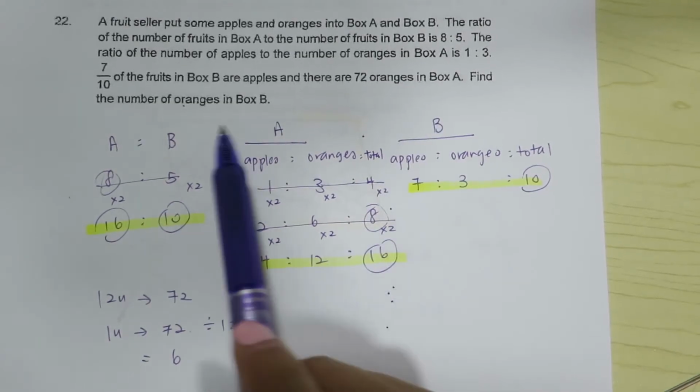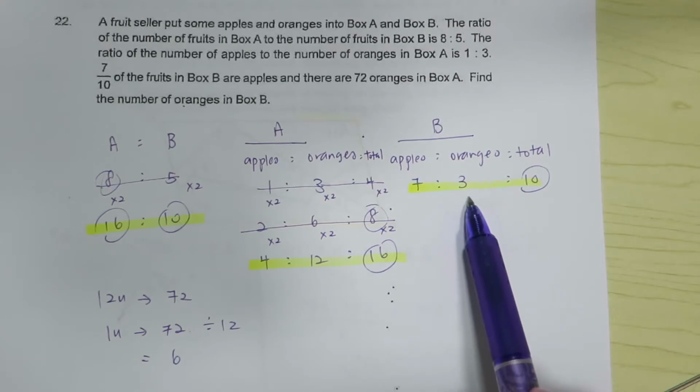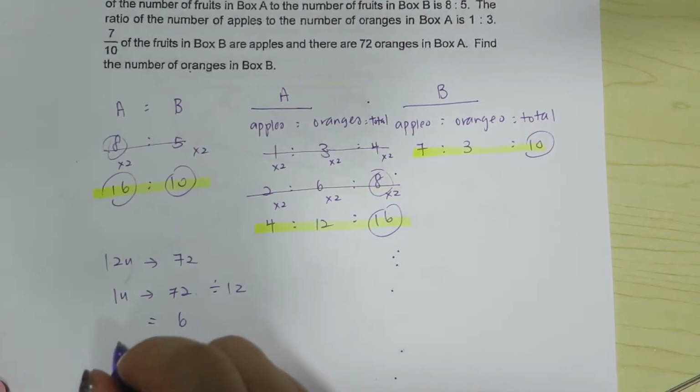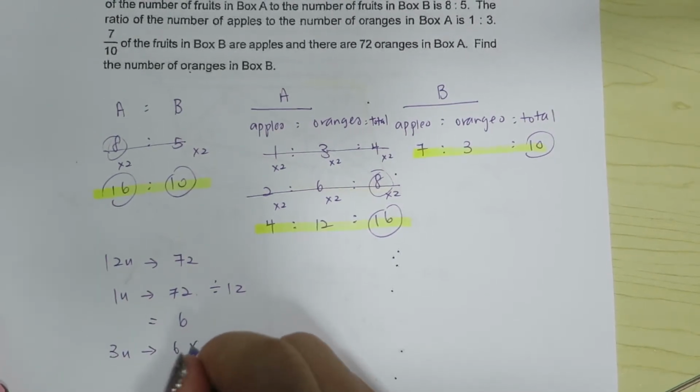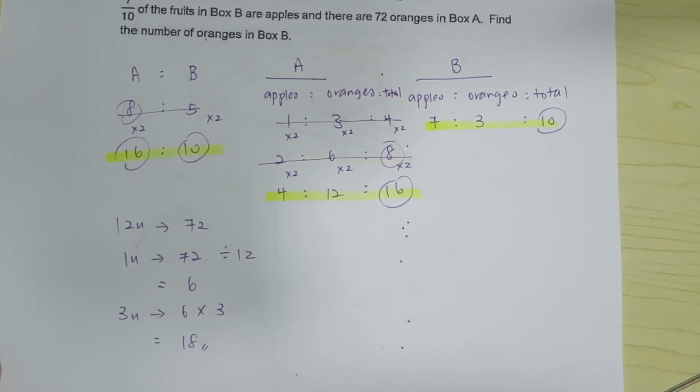The question wants us to find the number of oranges in box B. Oranges in box B, 3 units. So I simply need to find out what 3 units is. It would be 6 times 3, 18. That's the answer.